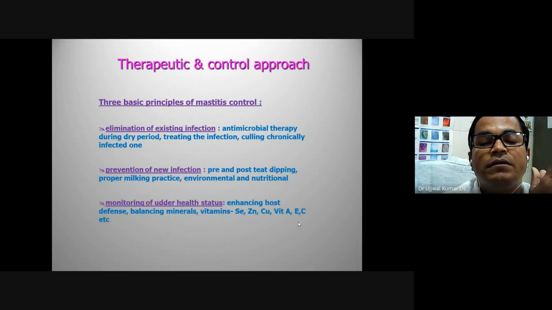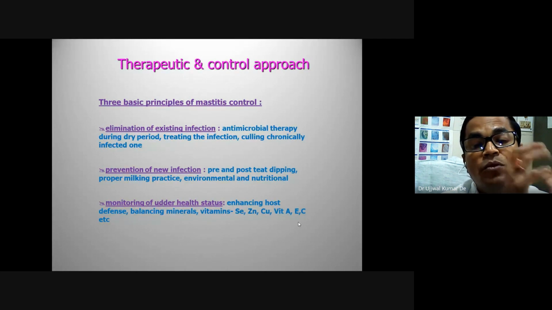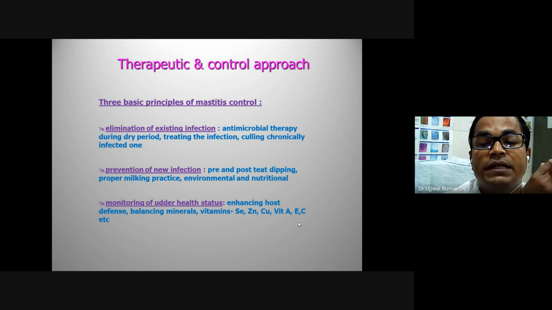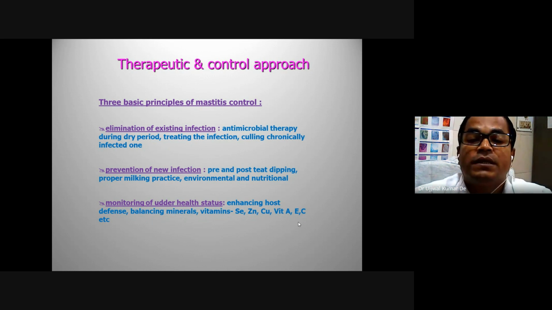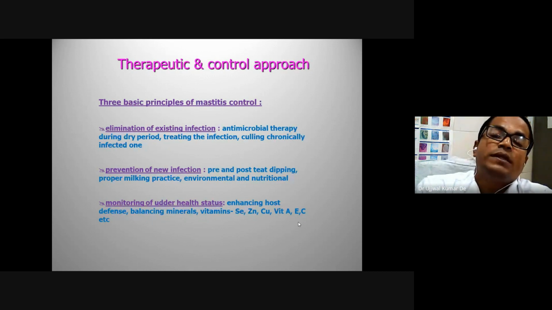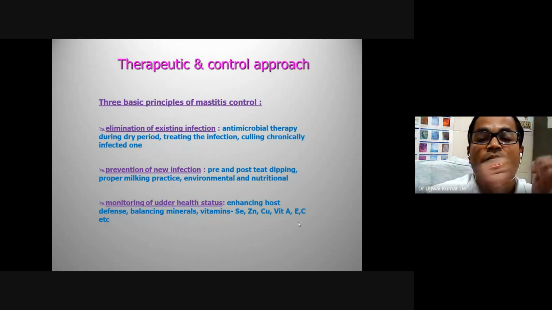Suppose when milk collection is going on in the morning, taking the pooled milk of the whole herd, you collect the pooled milk and check the somatic cell count. If the number of cells is high in the pooled milk, then you can see mastitis infection is there in the herd. If the somatic cell count is under control, that means your herd is under control. Right?